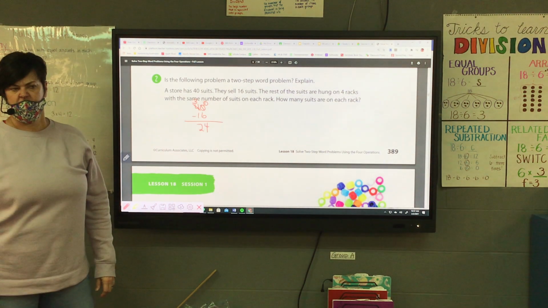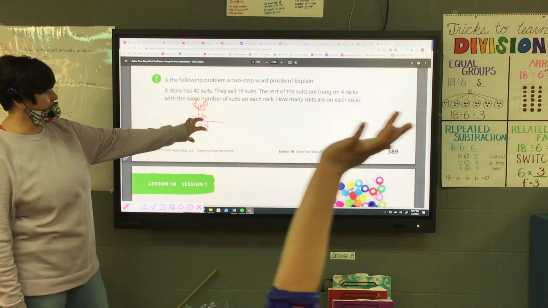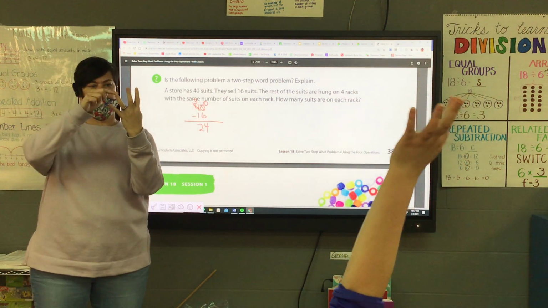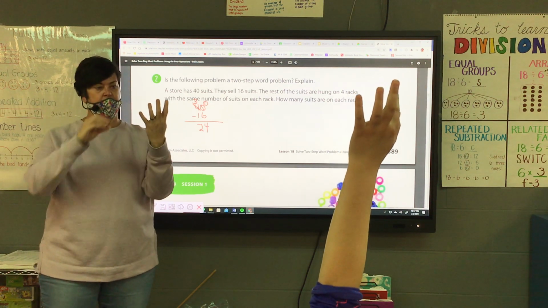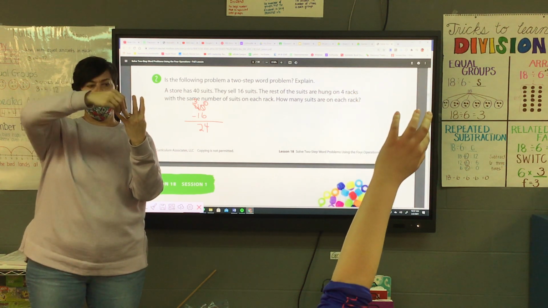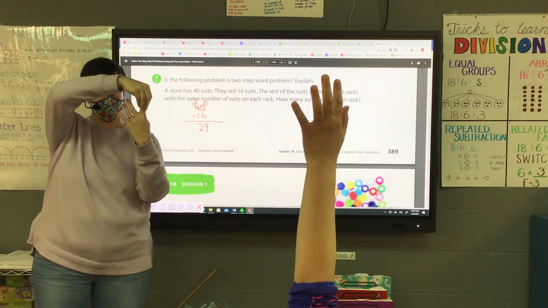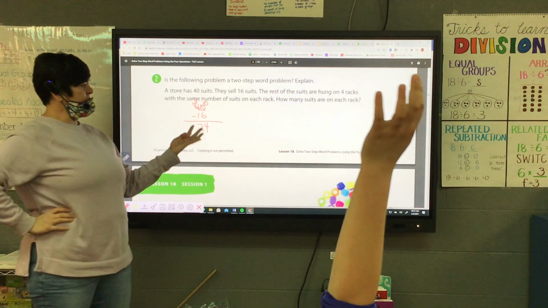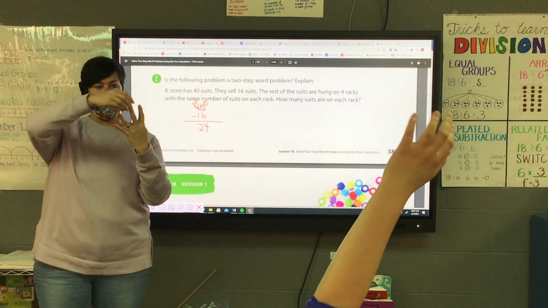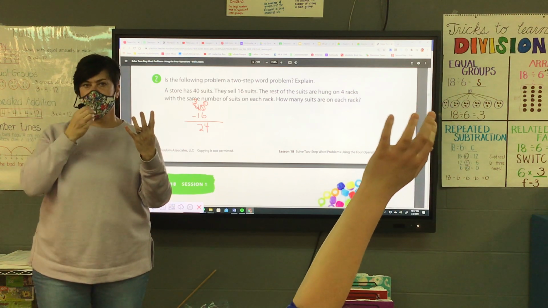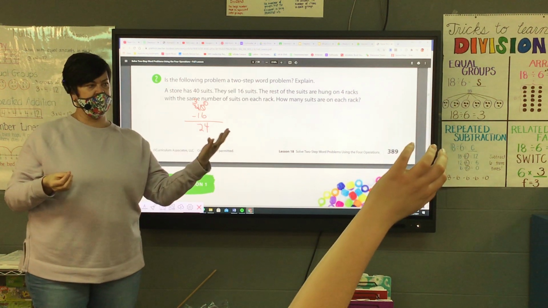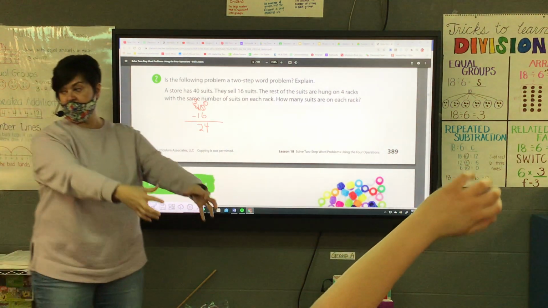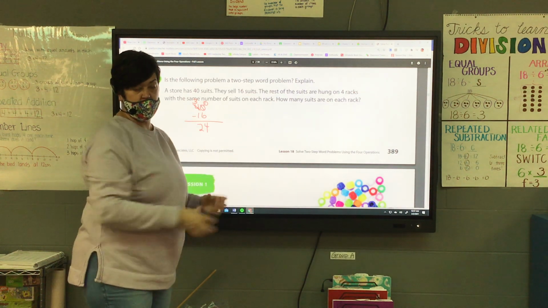Now, those 24 suits are hung on 4 racks. What are we going to do there? So I have 24. They're hung on 4 racks. So pretending like this is a rack, this is a rack, that's a rack, and that one's a rack. How many suits are hung here? What do I need to do? I'm taking a bigger number and it's getting smaller, isn't it? So am I subtracting or am I dividing? Yeah, I'm dividing it because I'm putting them into equal groups.